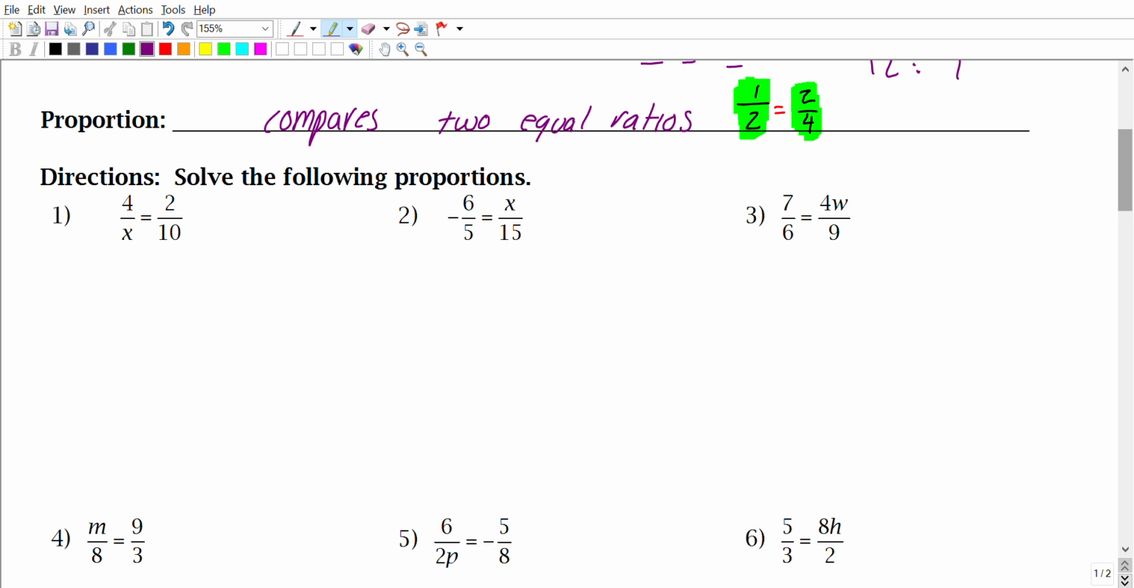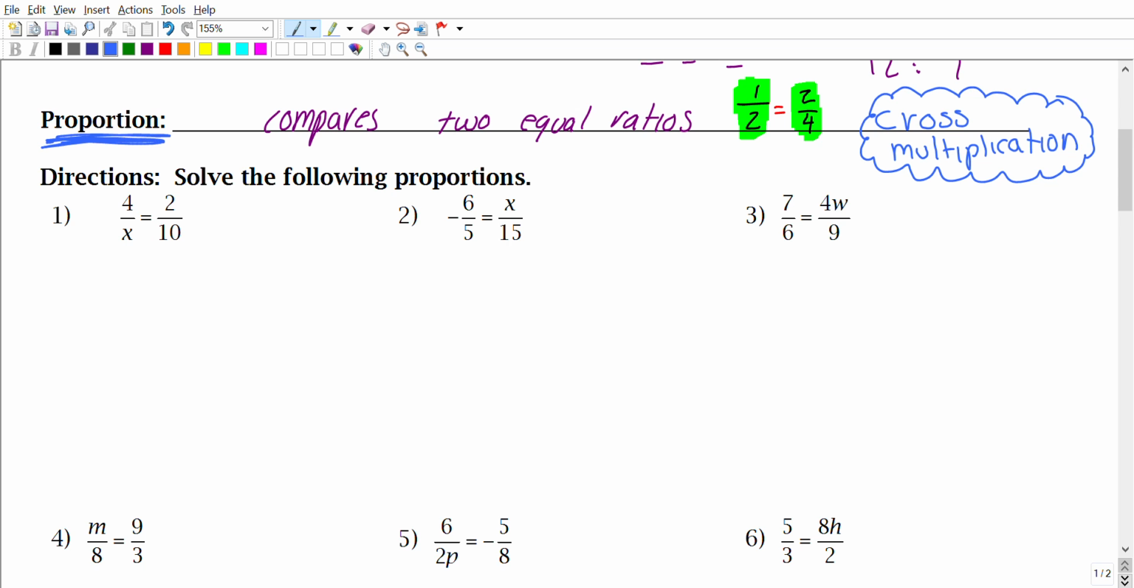All right. So it says directions. Solve the following proportions. All right, now in order to do that, we're going to make use of, and if you want to write it up here, you're going to make use of cross multiplication. So write that off to the side so you can remember whenever you're doing proportions, okay? Whenever you're doing proportions, you're doing cross multiplication. Okay, so that's what we're going to do here, guys.